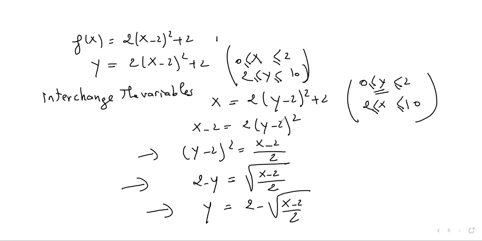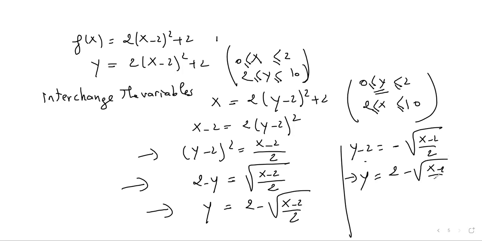Or you can keep writing it like that, y minus 2, but you need to take minus the square root of (x minus 2) divided by 2, since this one is negative. So I need to be very careful: writing something negative is equal to something negative. You will have the same result: 2 minus the square root of (x minus 2) divided by 2. So it advises you always to write the domain of where x is and where y is, to be able to identify if you need to change a sign or an expression.